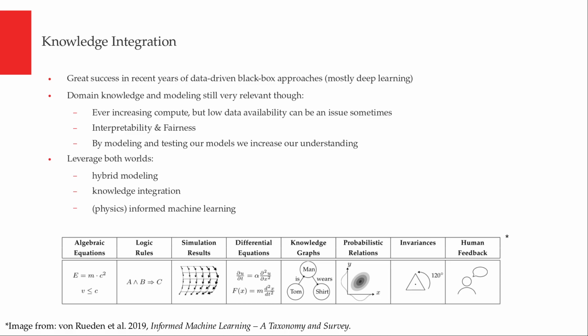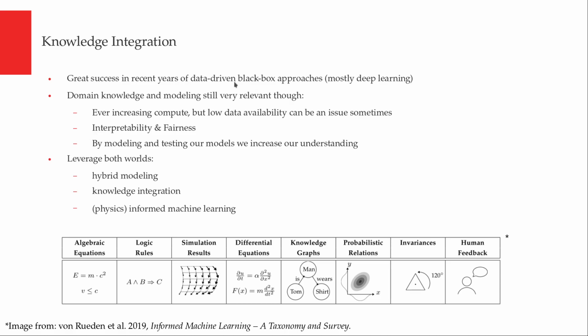However, right now, domain knowledge and modeling are actually still very relevant, and there are a couple of good reasons for that. One is that even if you have large and increasing computational power, you might run into the problem that you just don't have enough data, in which case your computational power and your large models are just not that useful.